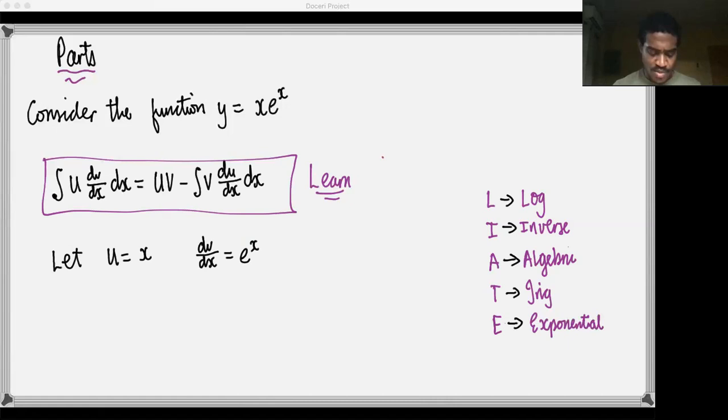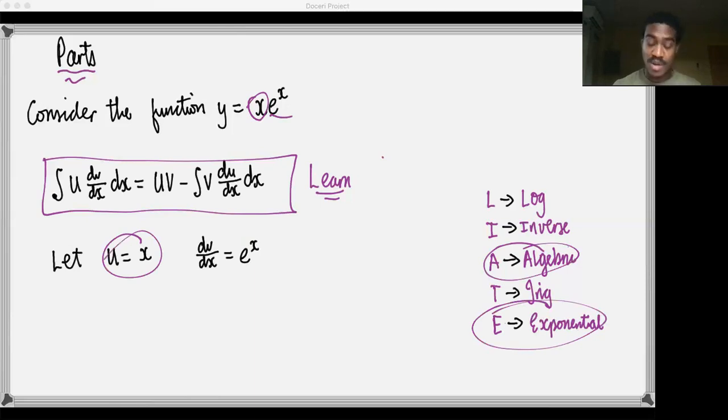And let's use this in this example here. Let's use the LIAT rule on this here. So we would notice that x is an algebraic function and e to the x is exponential. So what the LIAT rule says is the higher up the function is, the greater precedence or the greater preference it is given to let it be equal to u.